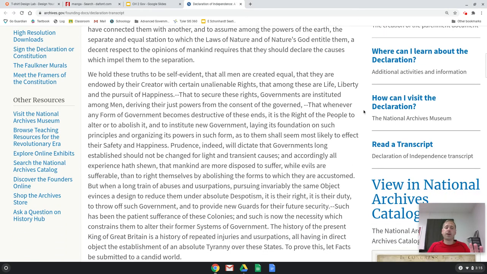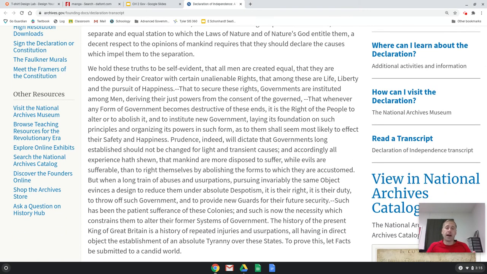This second paragraph right here, this is the Enlightenment through and through. This is copy and pasted from John Locke. And with your homework, with your assignments from last week, some of these things should sound really familiar. We hold these truths to be self-evident, that all men are created equal, equality, that they are endowed by their creator with certain unalienable rights, that among these are life, liberty, and the pursuit of happiness. John Locke, natural rights, life, liberty, property. Thomas Jefferson changed it to unalienable rights, life, liberty, pursuit of happiness.